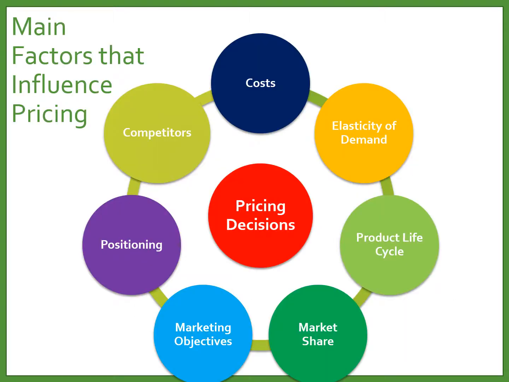Now, the major factors that actually affect price are things such as cost, demand, product lifecycle, market share, marketing objectives, positioning, and competitors. Now, there are videos available for all of these, but they need to be taken into account as soon as you have decided on your price. So once you've done that, you need to then look, well, what are the competitors actually pricing? Where do people see us in our positioning, what our marketing objectives are, how much share have we got already, where is the product on the product life cycle, right? So all this needs to be taken into account.